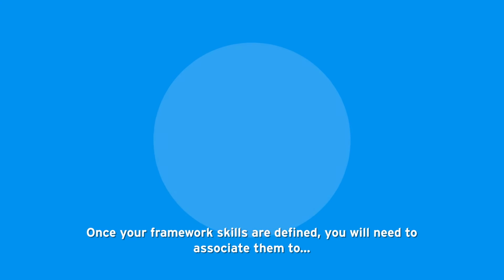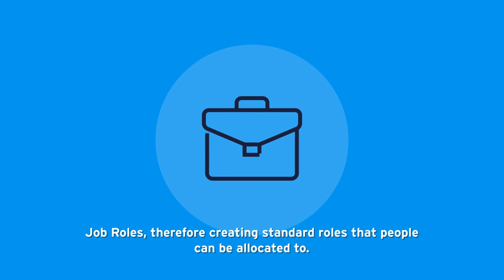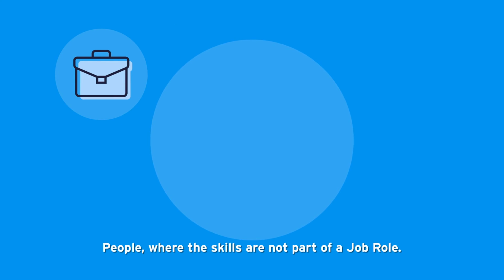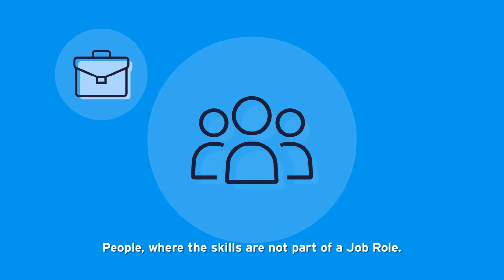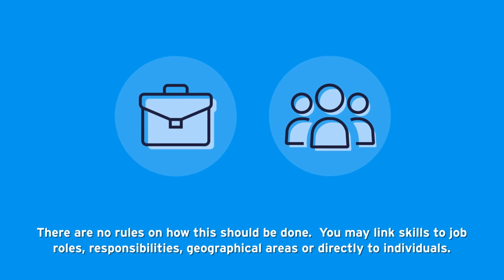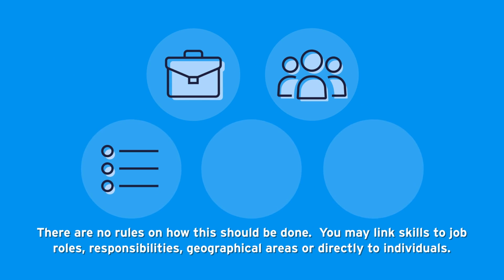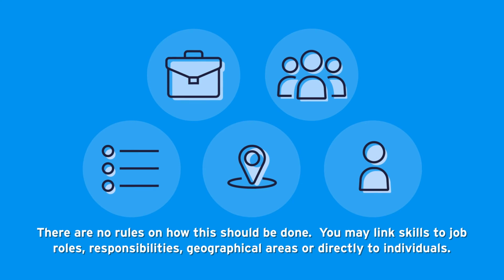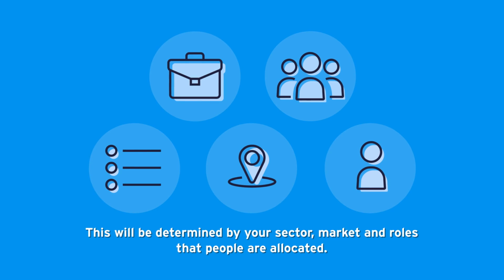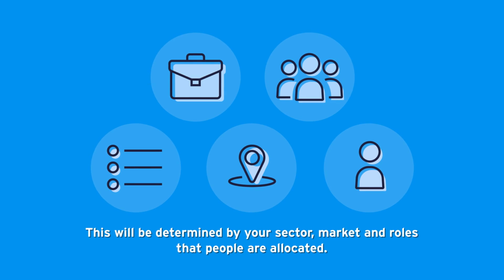Once your framework skills are defined, you will need to associate them to job roles, therefore creating standard roles that people can be allocated to, where the skills are not part of a job role. There are no rules on how this should be done. You may link skills to job roles, responsibilities, geographical areas, or directly to individuals. This will be determined by your sector, market, and roles that people are allocated.